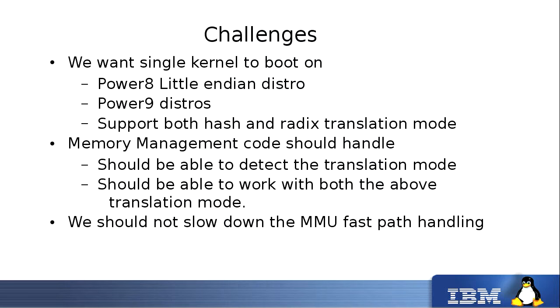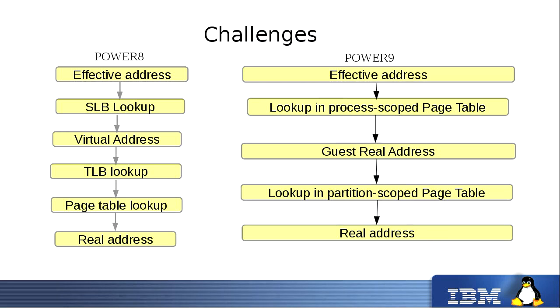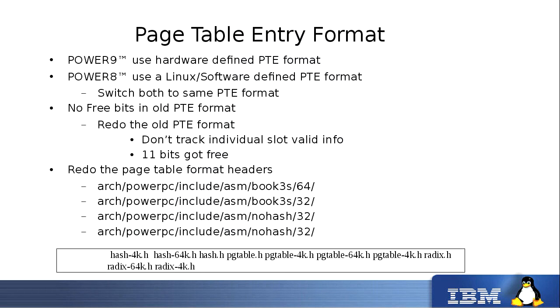What that essentially means is that if I'm running a relatively new kernel on a Power8, it should use the hash MMU model. And if I'm running it on Power9, it should use the radix MMU model, right? So the memory management code should be able to detect the translation mode and work with both translation modes. Interestingly, the MMU has quite a lot of fast paths. So we can't do something like, if you are Power9 do this, or if you are Power8 do that, because the conditional gets in the way of any fast path. So the challenge is to support these two models in a single kernel, in a performance-effective way and without introducing large complexity in the code path. So let us look at the first thing that we have to tackle.